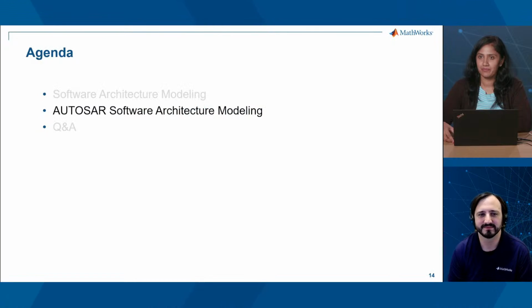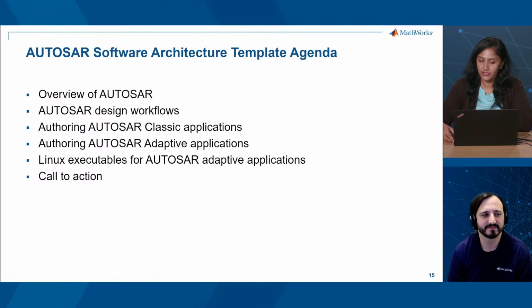All right, let's get into the software architecting modeling for AUTOSAR. So this is the agenda I have for today. First, I thought of giving you an overview of AUTOSAR and then the design workflows. So in AUTOSAR, there are two platforms. One is Classic, the other one is Adaptive. So I'll show the authoring workflow for both, which looks very similar. And once we build that architecture model, let's talk about the Linux executables from the architecture model itself for the adaptive applications. Then I'll end this presentation with a call to action.